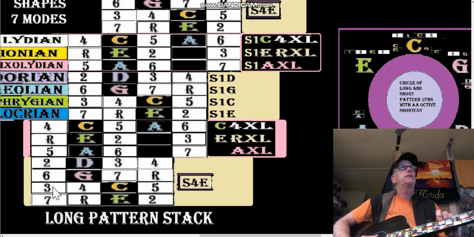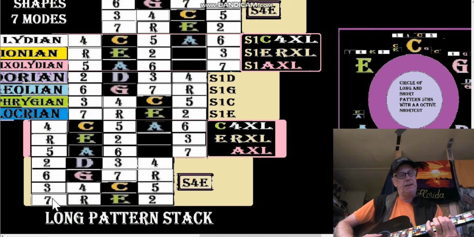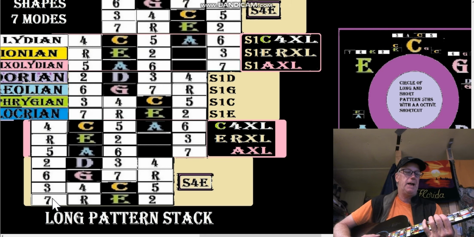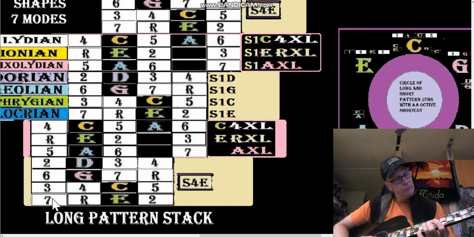That's kind of like dot theory. And what it is, if we started on this G note as the seventh, we'd actually be in the key of what? A flat, right? So we go 7, root, 2, 3, 4, 5, 6, 7, root. So here's our root is A flat.